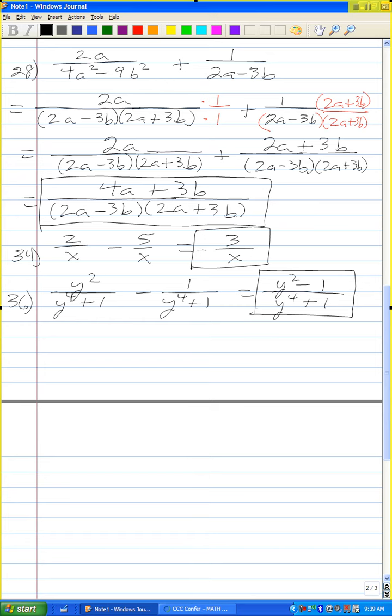Let me do problem number 44. 2 over 3 minus x, minus 4 over x minus 3. Let me rewrite this. Notice I have a 3 minus x and x minus 3.